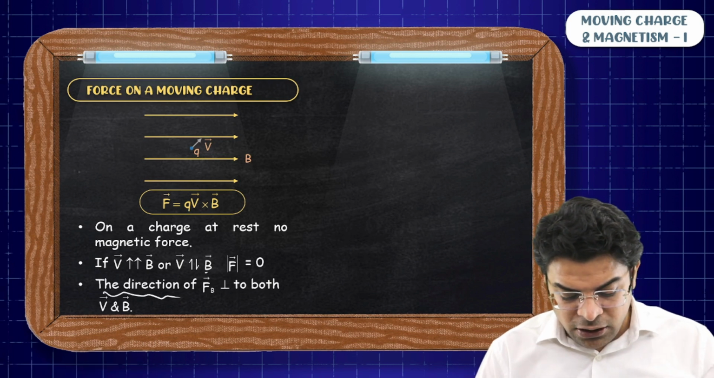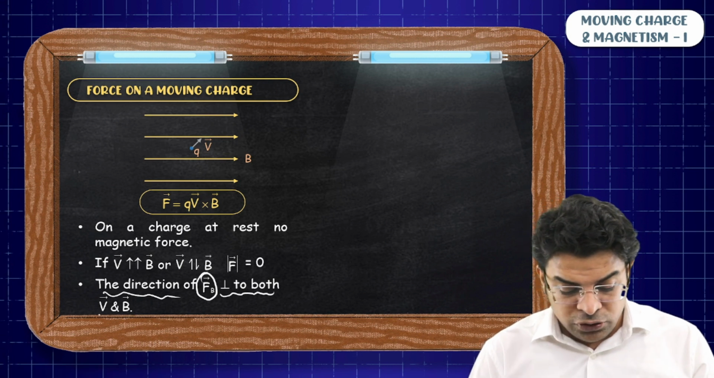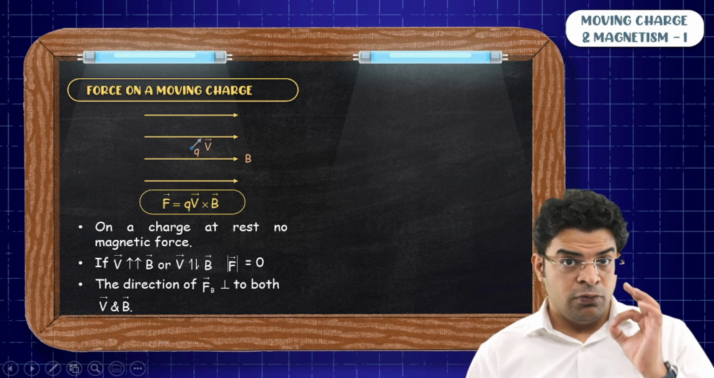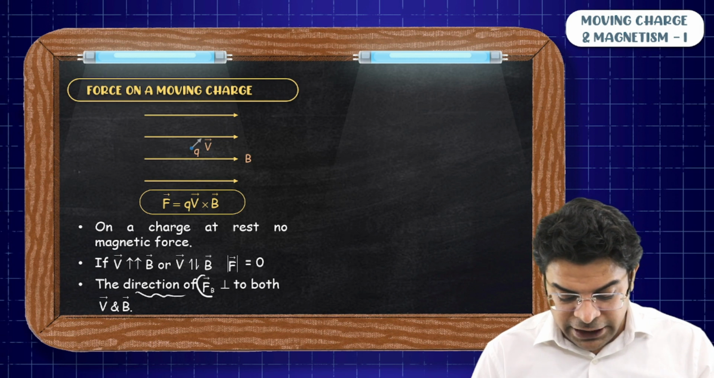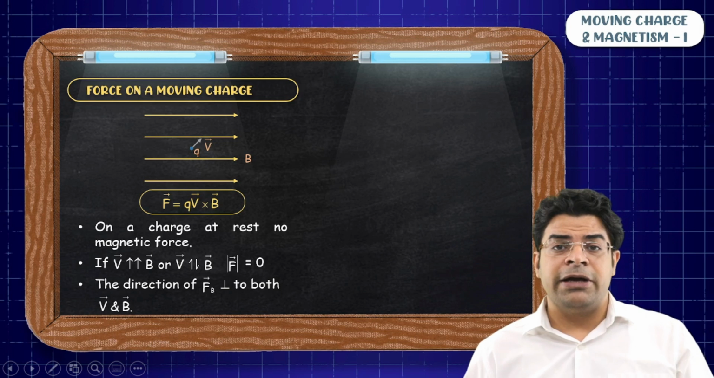The direction of magnetic force is perpendicular to both velocity as well as magnetic field. Once more, the direction of magnetic force is perpendicular to both velocity as well as magnetic field.